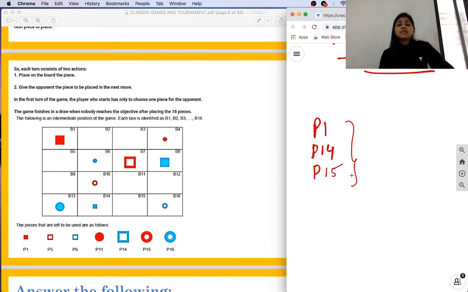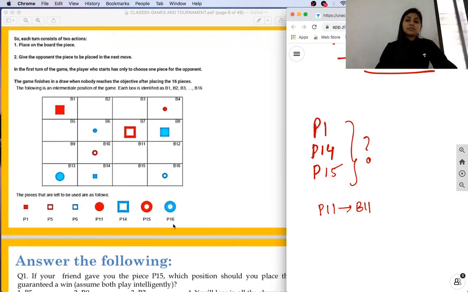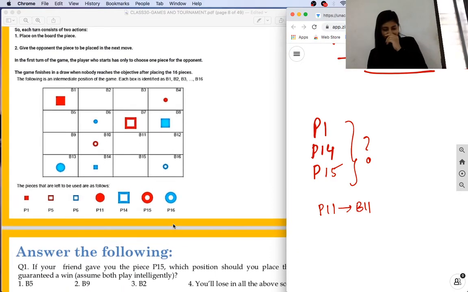Okay, which of these pieces should you give to your friend to have a confirmed win if you were given P11 and you have placed it in B11? That's the question. B5 is not an option. P15 is option B. Okay, let's see.